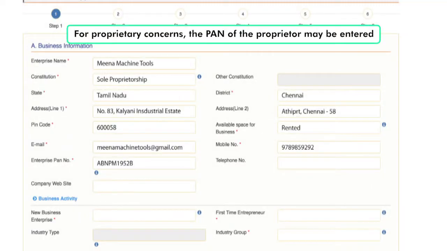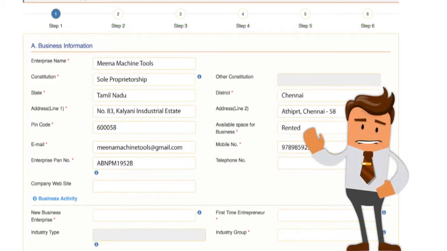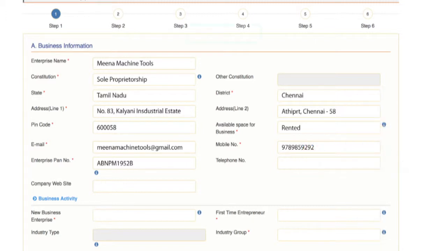For the proprietary concern, the PAN of the proprietor may be entered. Being a mandatory field, it is of utmost importance that the applicant fills it properly. It is a unique 10-character alphanumeric identifier issued to all judicial entities identifiable under the Indian Income Tax Act.